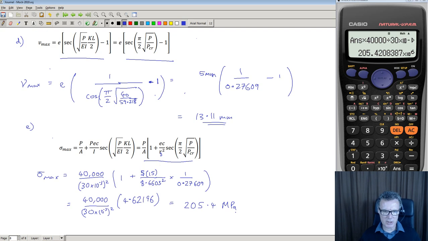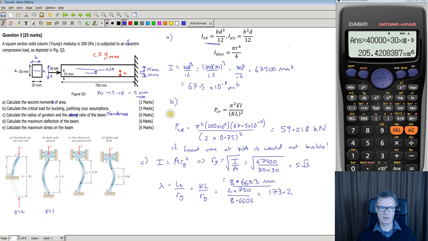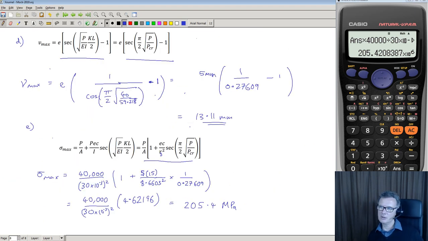Okay, actually, was it stress or was it the force we were asked to find? Yeah, calculate maximum stress. So that's it. Okay. Leave it there, I think. Done everything. What we'd want to know is, I suppose, what the yield stress is or the maximum force.